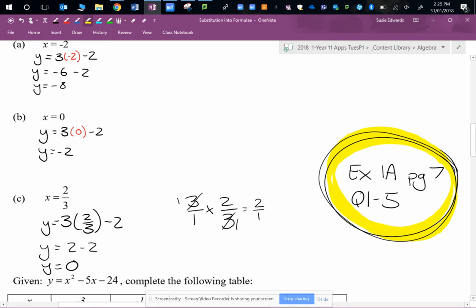But we're going to continue with this same lesson next lesson to keep going with some of the harder stuff and how to use your calculator. Okay? Yes.